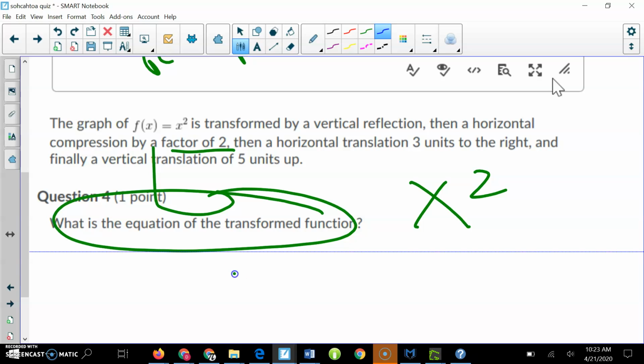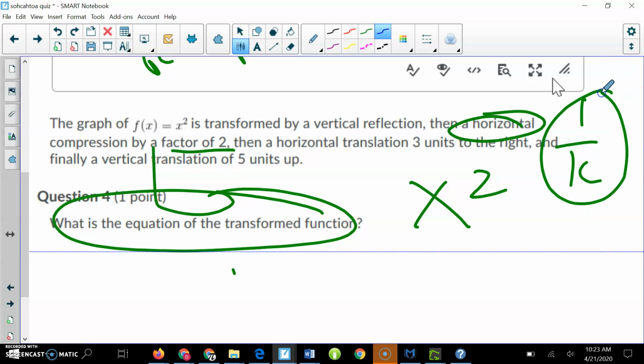A horizontal compression is going to be K, right? Horizontal is K. And remember that with compression and stretch, it's 1 over K. So if I have a compression of 2, the K value becomes 1/2. So I have a K value of 1/2. That is on the x squared, but let's hold off before I put any squares. So there'll be a bracket like this. There might be a second bracket, but we'll keep going.